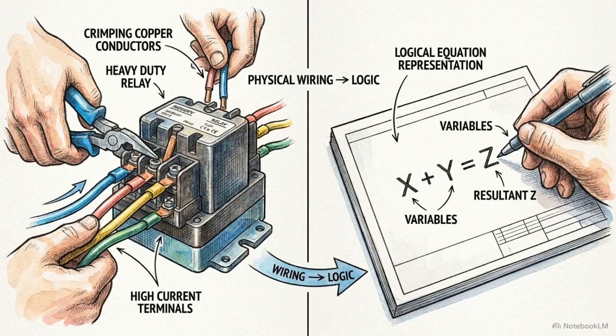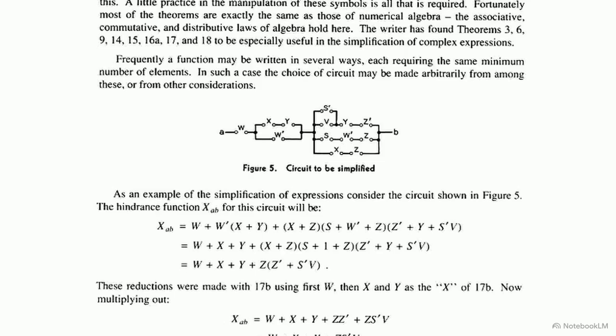Figure 5 shows an unoptimized circuit. We mathematically describe the path from terminal A to B. Starting at A, the path through relay W splits into parallel branches, adding a plus sign. The middle branch contains W' in series with parallel X and Y. By continuing this process for every connection, we can translate the entire physical network into a single algebraic equation.